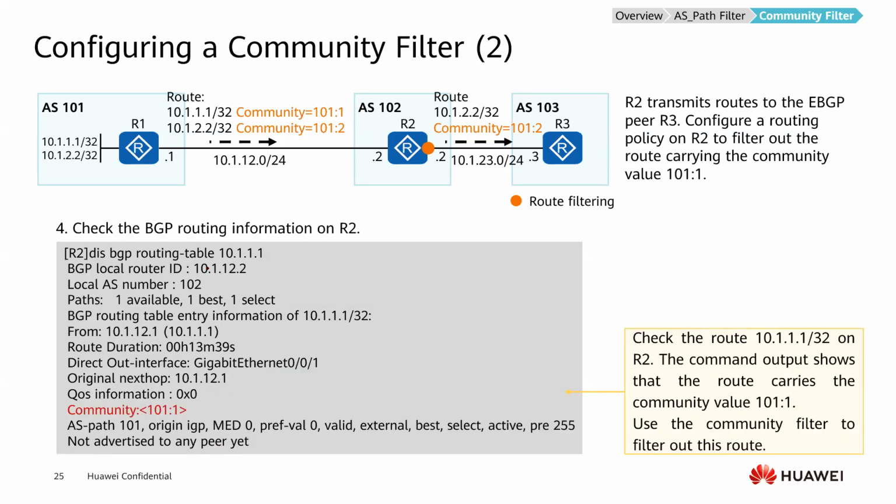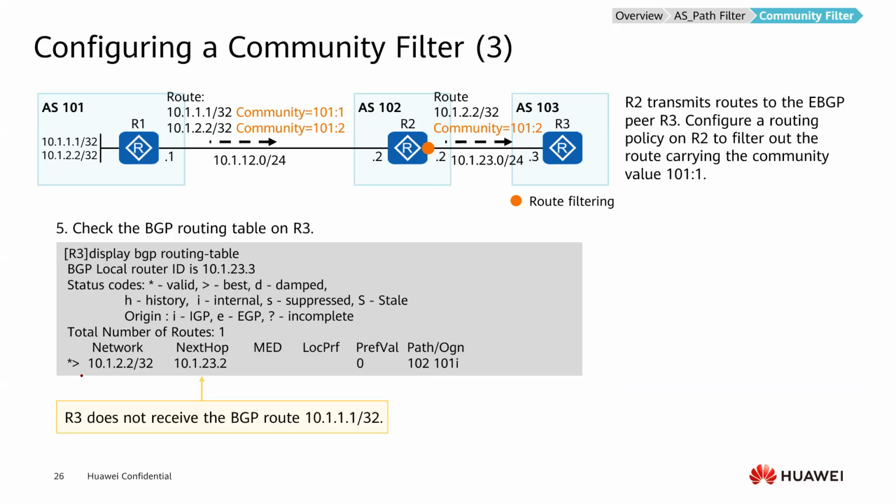So you can check the BGP routing information on R2. R2 can receive two routes, and for 10.1.1, it has the community 101:1. But for R3, it only receives the second route because the first route has been filtered out by the community filter.